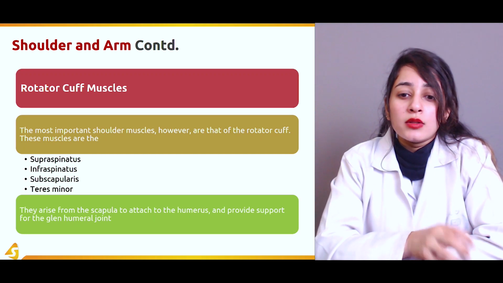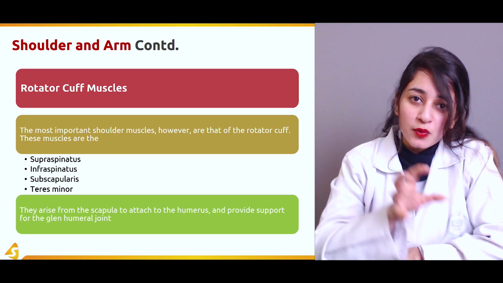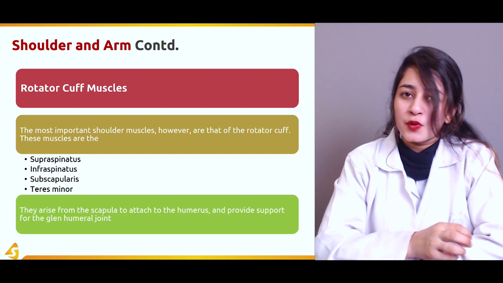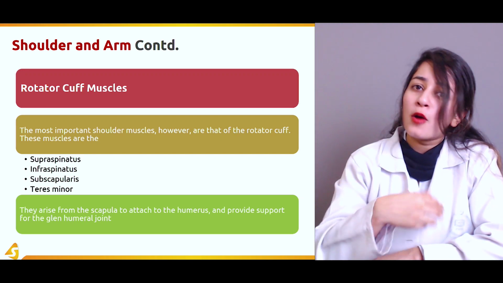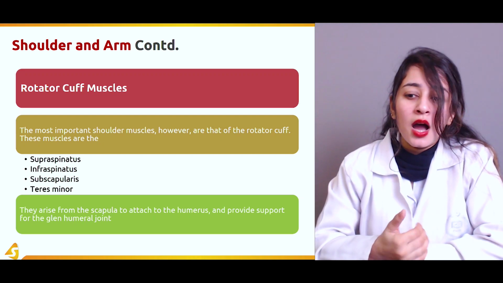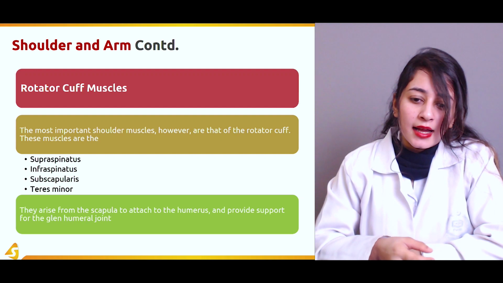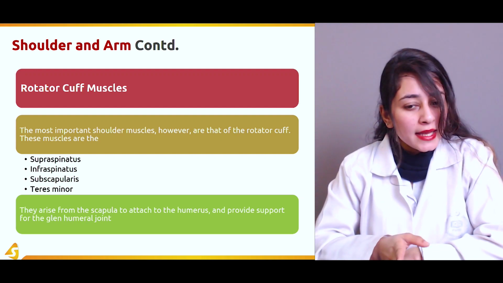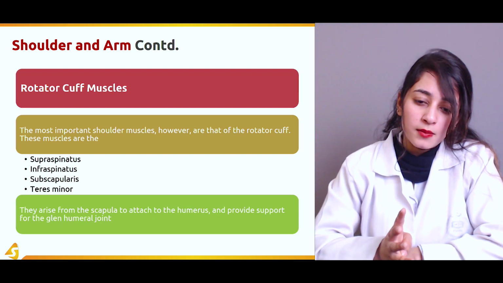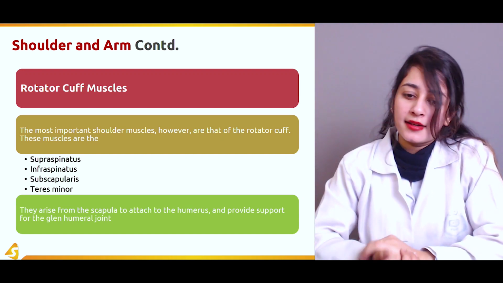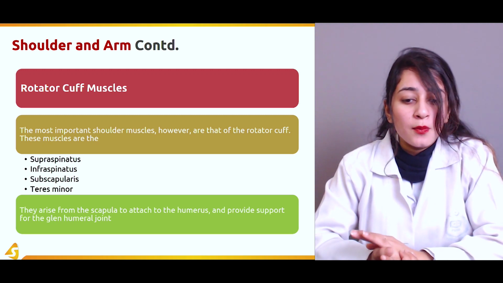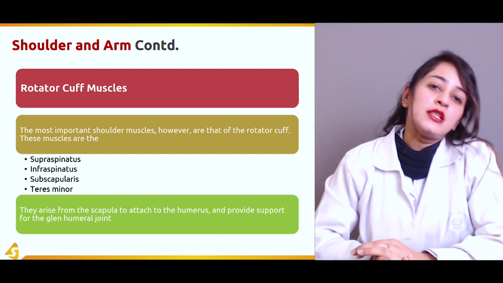Okay, we are also having some rotator cuff muscles that provide stability. As I've told you before, it's a ball and socket joint, so it provides a wide range of movements. You can perform 3-dimensional movement. The most important shoulder muscles, however, are the rotator cuff muscles, and these are supraspinatus, infraspinatus, subscapularis, and teres minor. These 4 muscles join and form the rotator cuff muscles. They arise from the scapula to attach to the humerus and provide support for the glenohumeral joint.